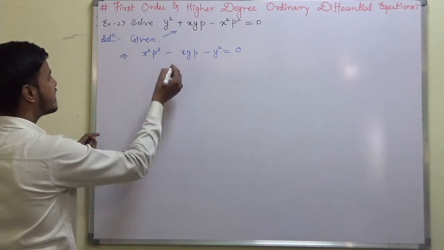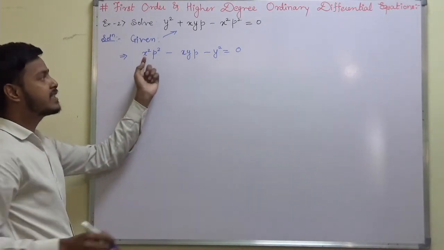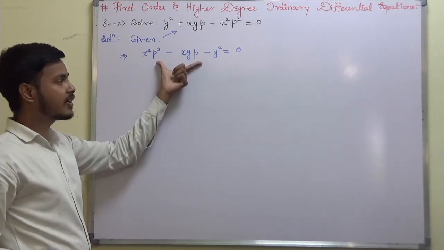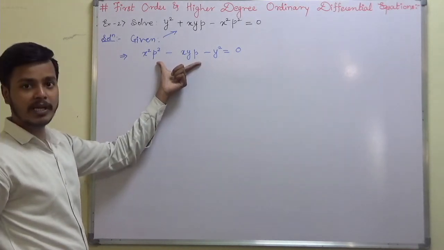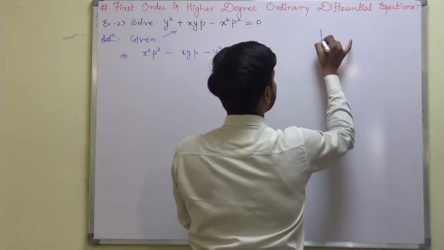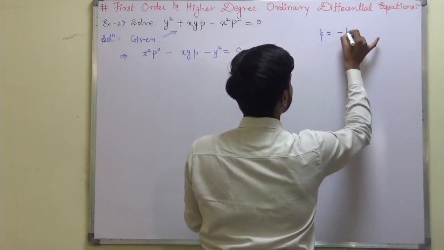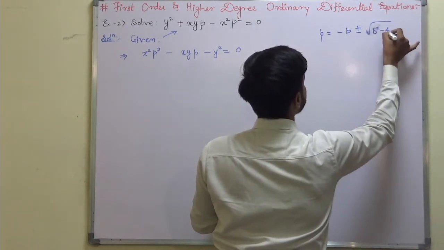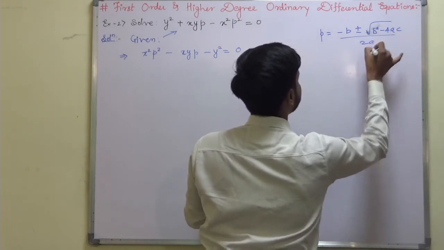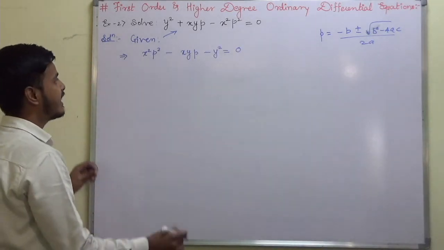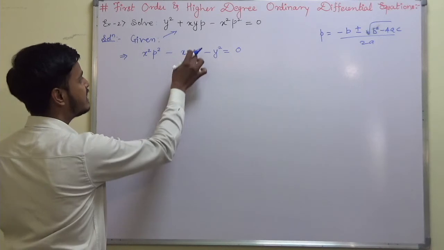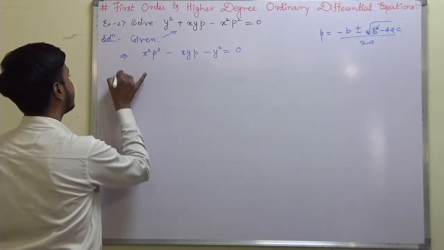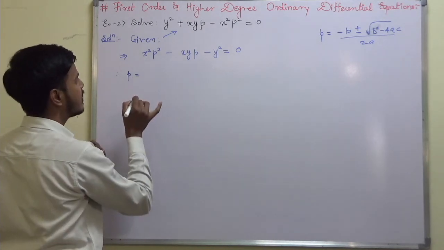Okay, now what is p here? As you can see, this is quadratic equation in p. So factors are not visible here. So you can make use of the basic formula, which is minus b plus minus under root of b square minus 4ac upon twice a. Okay, so what is my a? a is x square. What is b? xy. And what is c? Minus of y square. Okay, so here you can write p is equal to, what is it?